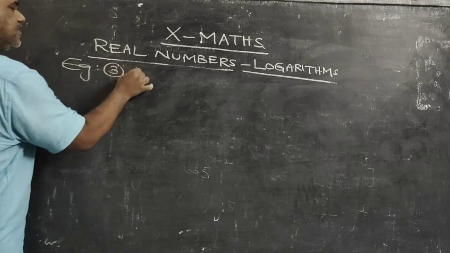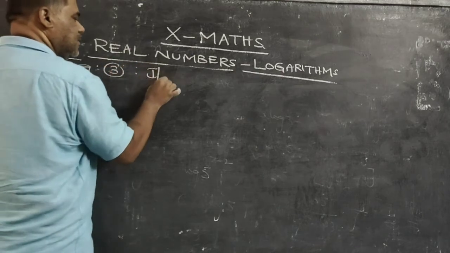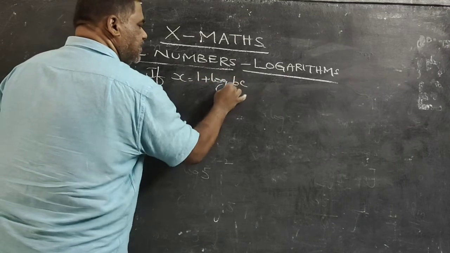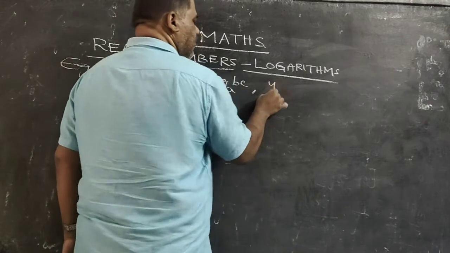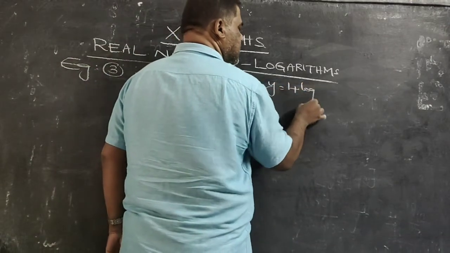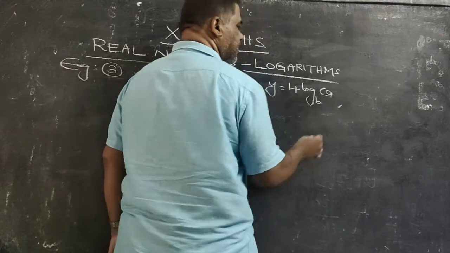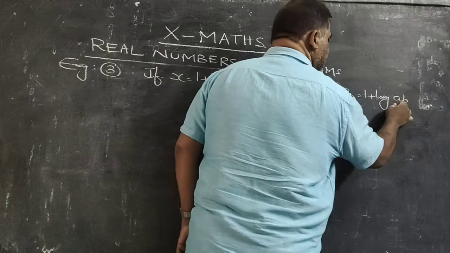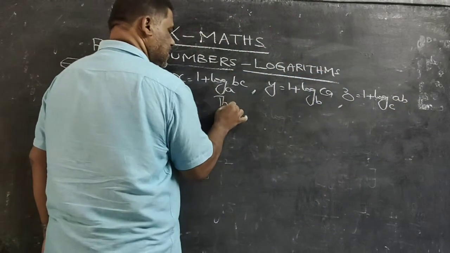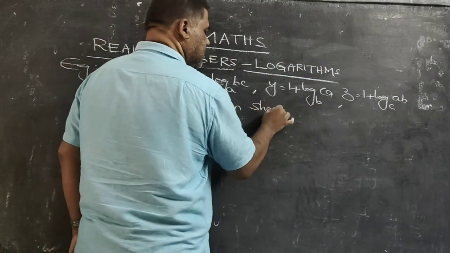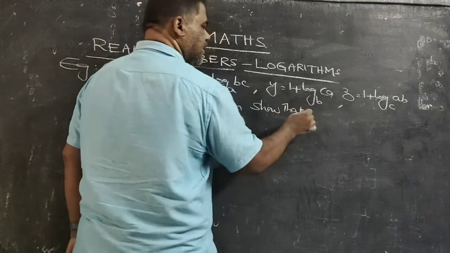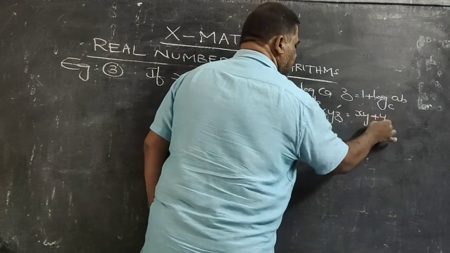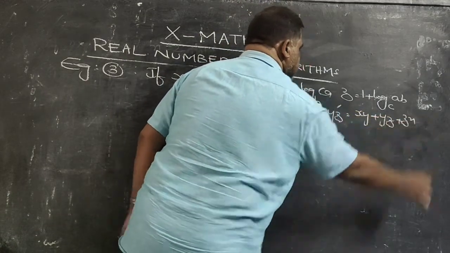Right, next problem. If x is equal to 1 plus log bc base a, y is equal to 1 plus log ca base b, z is equal to 1 plus log ab base c, then show that xyz is equal to xy plus yz plus zx.